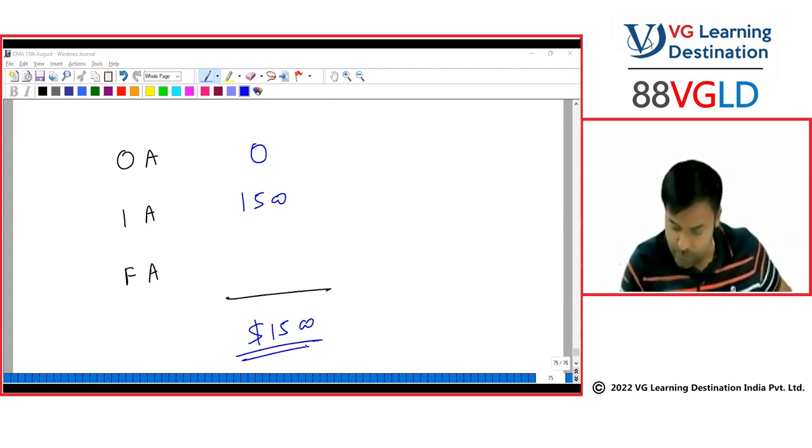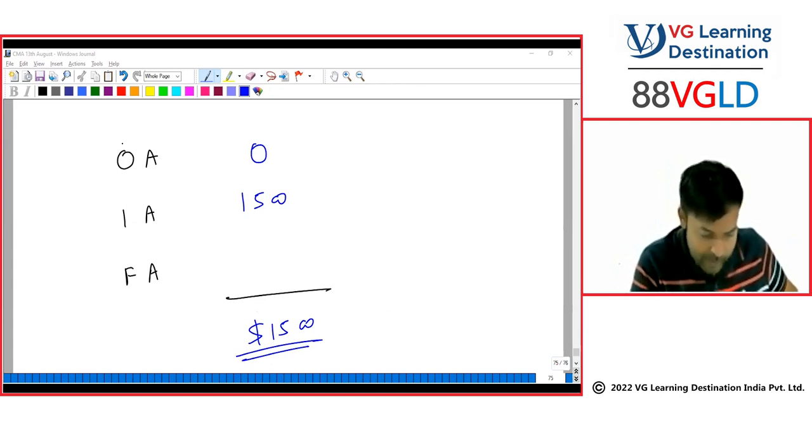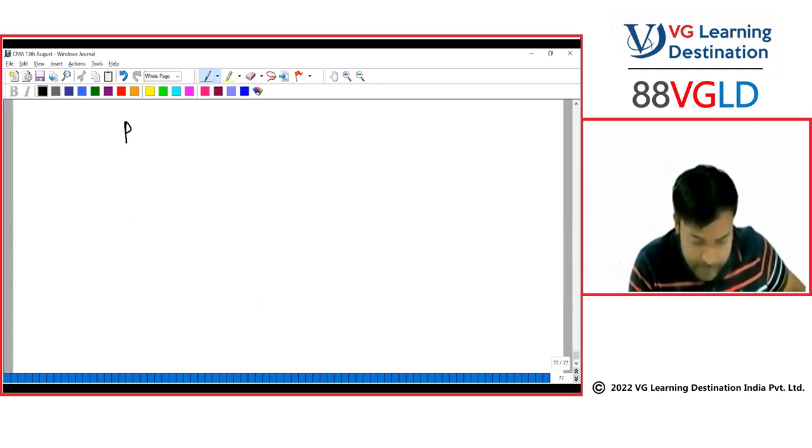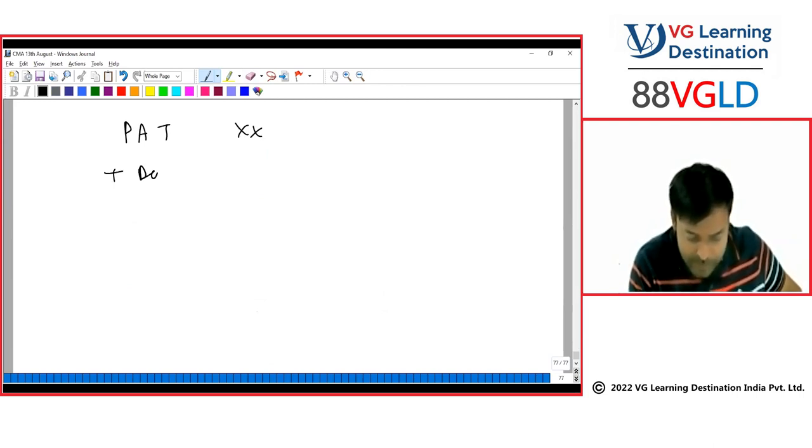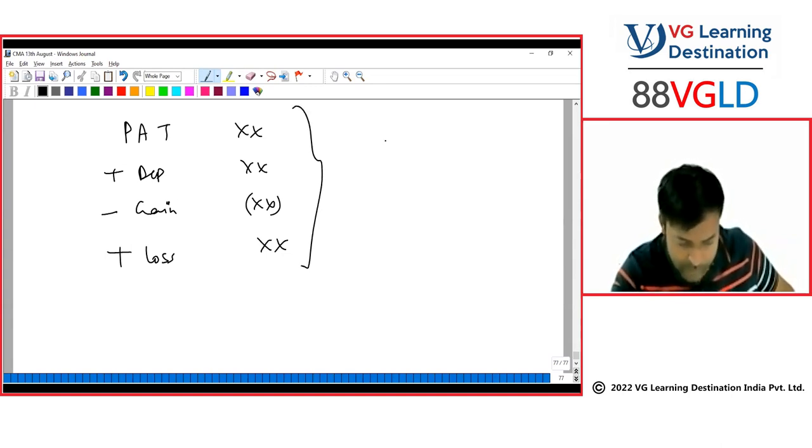So what is the format coming up? The format is: PAT plus the depreciation, minus the gain on sale of asset, plus the loss on the sale. Let's read up till here from the book and then I'm going to move.